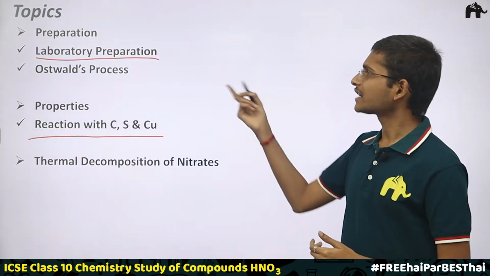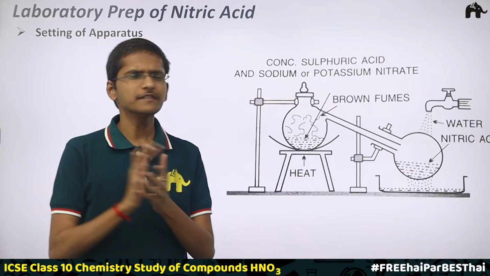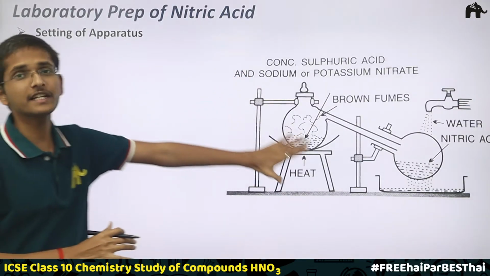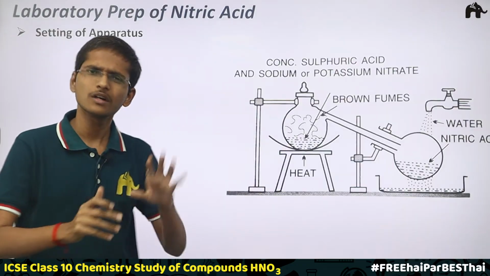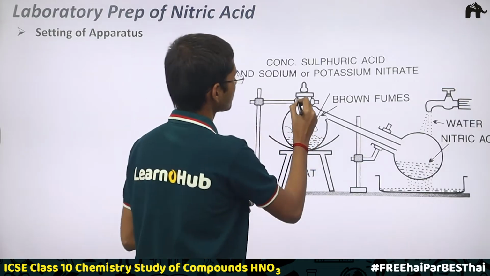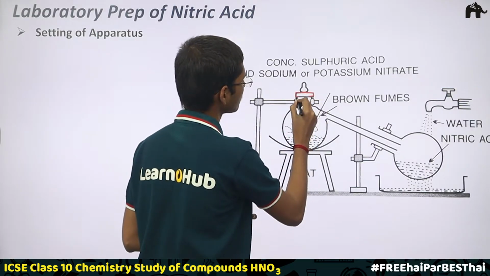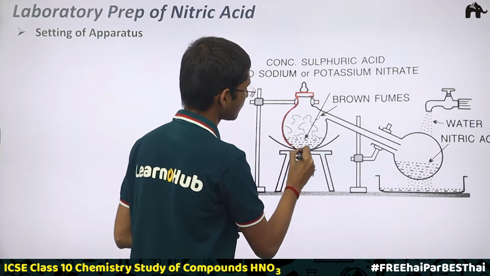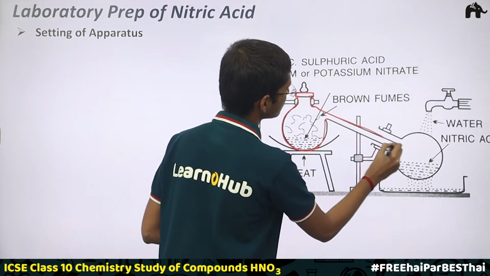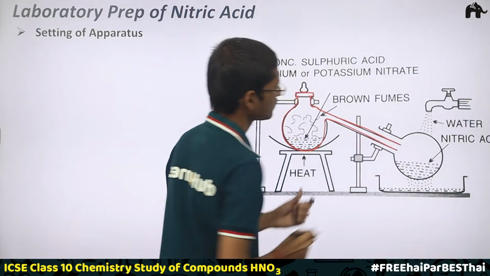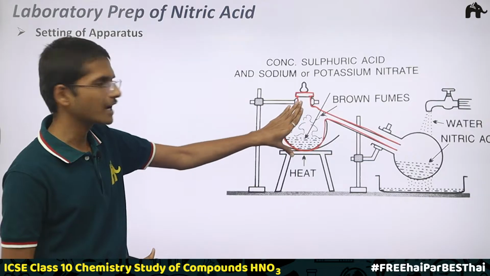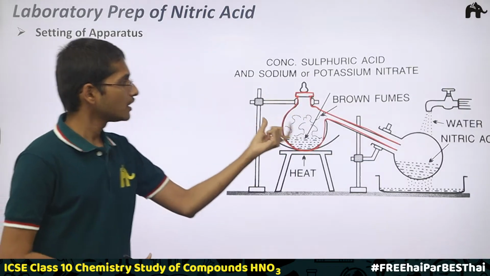Then let's start with the first one. Starting with the lab preparation of nitric acid, we first set up the apparatus, which is the first thing we do in each lab preparation. I have taken the stand, and this special glass apparatus, which is called a glass retort. This glass vessel, this glass container.